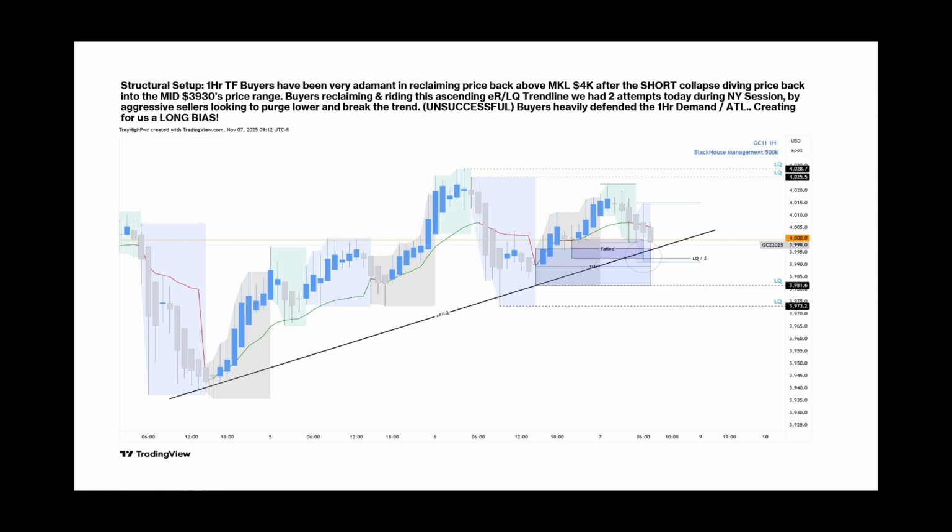So this was my initial thought process. I noticed on the 1 hour time frame we had this ascending external range liquidity trend line that is being heavily respected. We came into it today during New York session. The first candle was unsuccessful. We had a huge wick out, but the candle closed above major key level, which is what MKL is abbreviated for, 4K. This is a huge level in the market. This is what we need to pay attention to.